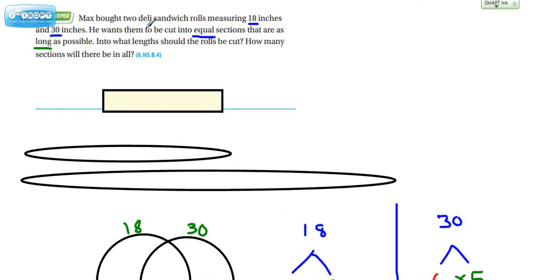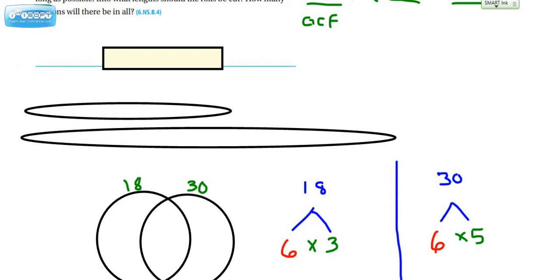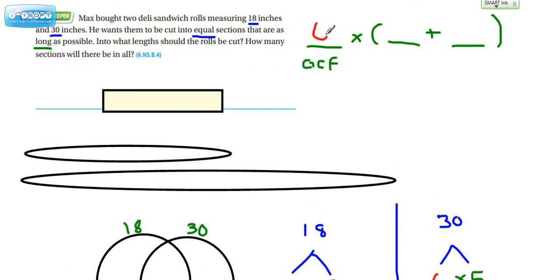And remember, these types of questions, the framework that we've been using is you want to find the GCF, and then we're going to be multiplying that GCF by two numbers in this case, because we're talking about an 18-inch and a 30-inch sandwich roll. And we think that the GCF is 6. Now, if we look more carefully, we're talking about equal sections. It's going to be 6 inches, right, per section. Inches per section is how we should think of that. Per section.